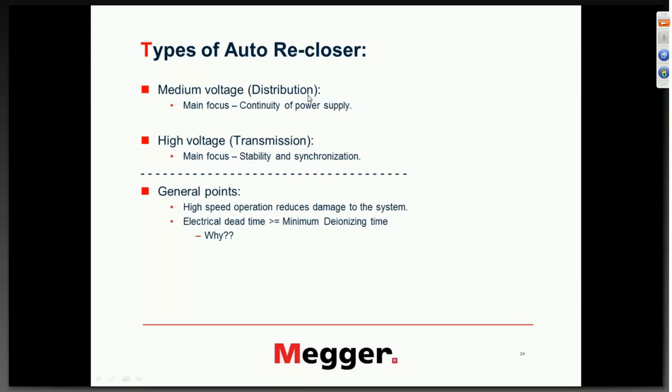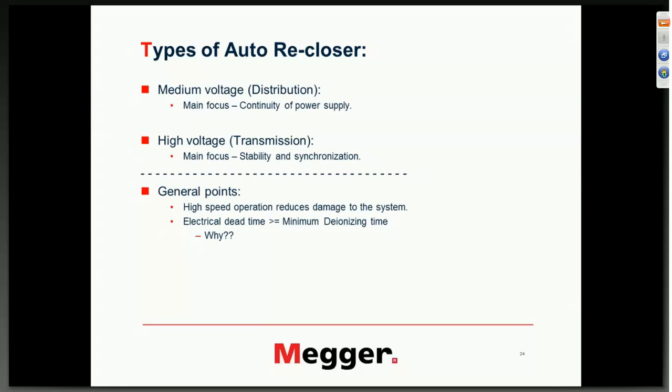Now we can also distinguish auto reclosures based on where they are located on the system. Most of the time, the high voltage auto reclosures are mainly located in the transmission lines, and the main focus of the auto reclosure is stability and synchronization. So what the controller of the auto reclosure will be looking for is to maintain the stability of the system and to maintain the synchronization of the transmission lines.